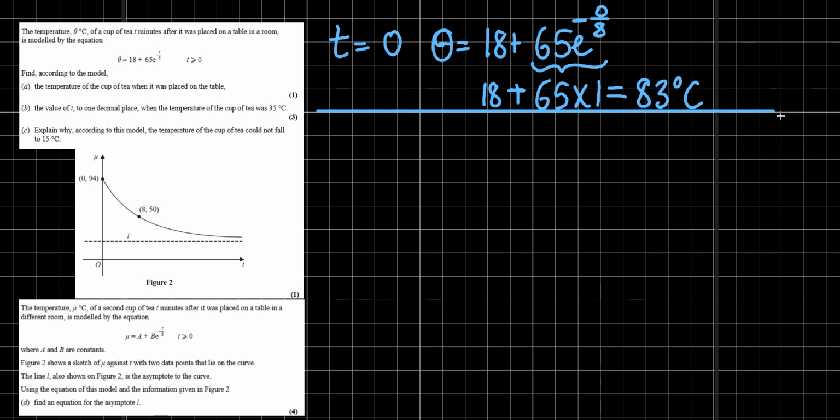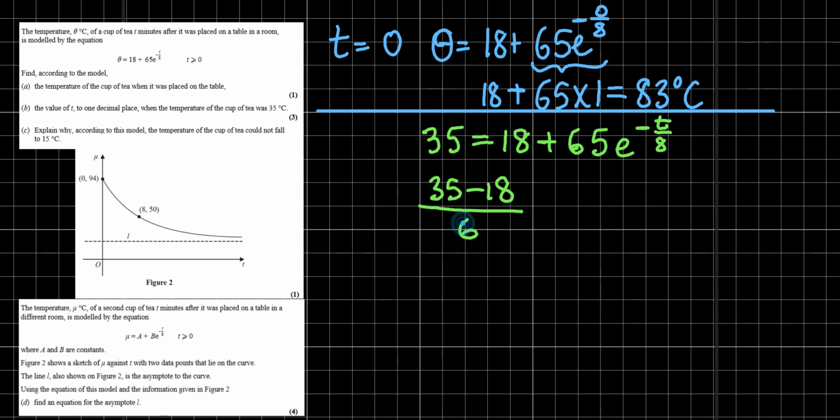The value of t to 1 decimal place when the temperature of the cup of tea was 35 degrees. So when the cup of tea was 35 degrees, we're trying to find the value of t. So we have 35 is 18 plus 65e^(-t/8). So we're trying to make t the subject. So to make t the subject, we would have 35 minus 18, divided by 65. That would give us e^(-t/8).